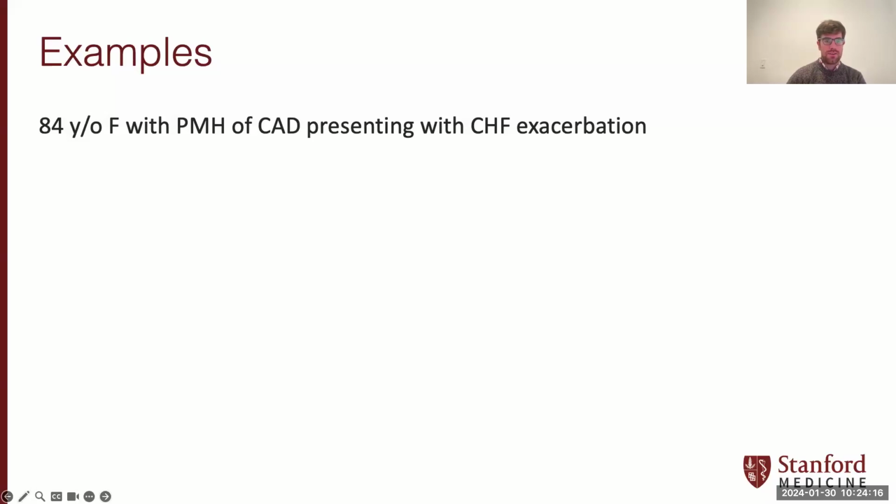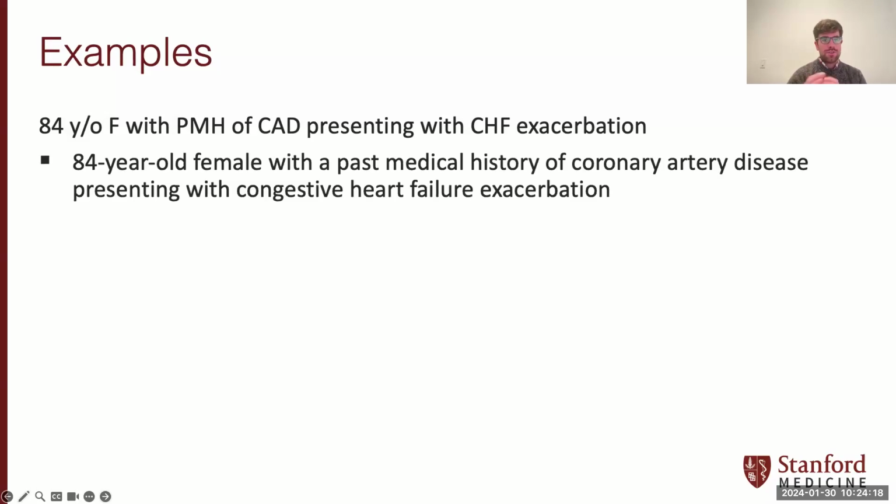Nice. Yeah, you all nailed it. If we were to spread this out, it would be an 84-year-old female with a past medical history of coronary artery disease presenting with congestive heart failure exacerbation. It tells you the risk factor that this patient has, which is coronary artery disease, which caused the heart failure, which is causing this exacerbation.